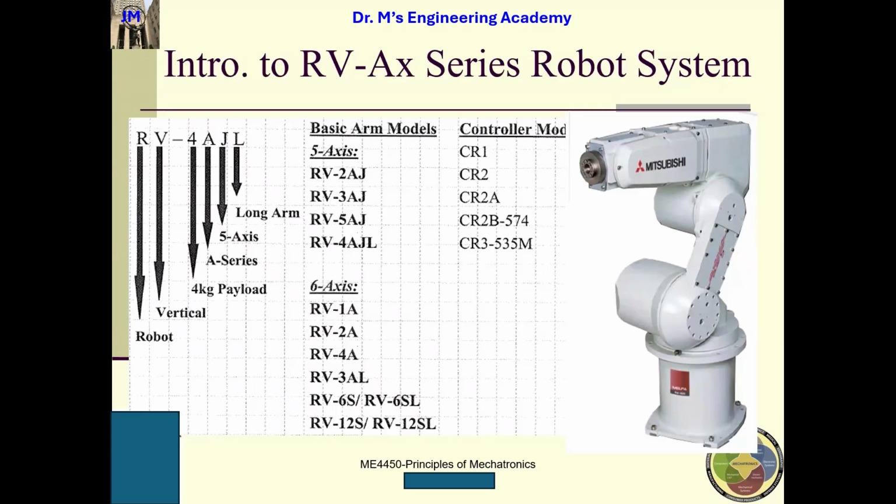In the RV robot, R is robot, V means vertical, and the first 4 means 4 kilograms, the payload. Payload means the maximum mass, the weight of the workpiece that this robot can handle without slipping. So it can securely grab it. A means A series, and J means this robot has 5 axes.